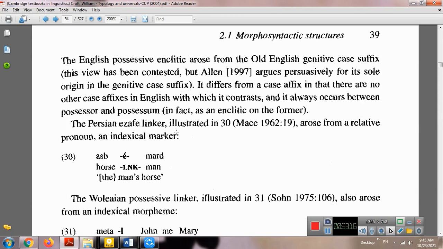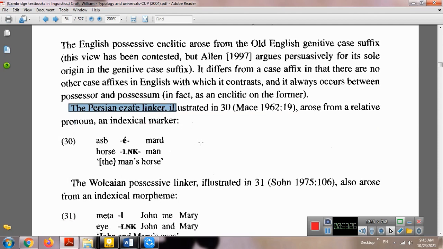The Persian ezafe linker, illustrated in 13, arose from a relative pronoun, an indexical marker. Here you can see in Persian we say asb-e mard. Here asb means horse, and here we have the ezafe linker, mard, means man, so the man's horse. In Persian they juxtapose it in this way: horse comes first, then they use the ezafe marker, and then the possessor, asb-e mard, man's horse.